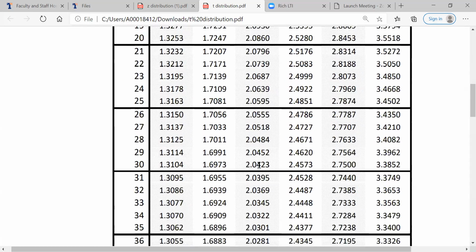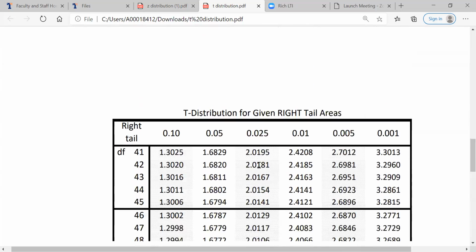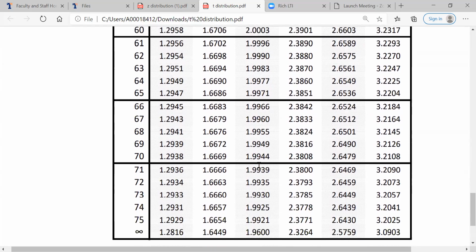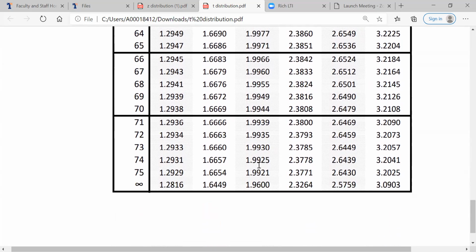Scroll until we find 80 degrees of freedom. 40, 45, 50, 55, 60, 65, 70, 75, infinity. That's an infinity sign. The problem with distribution tables is that they're limited. At some point, you're going to run out of room to put stuff. Now, I technically could have put row 76 through 80 and even beyond, but most t-distributions, at least in the books that I've taught from, once you've gotten to 75, they just throw in what's called the infinity row.